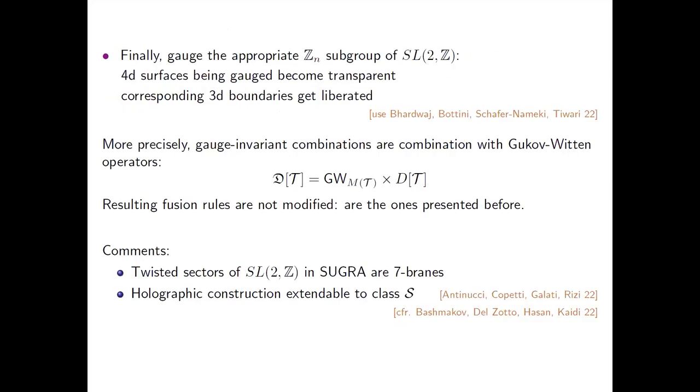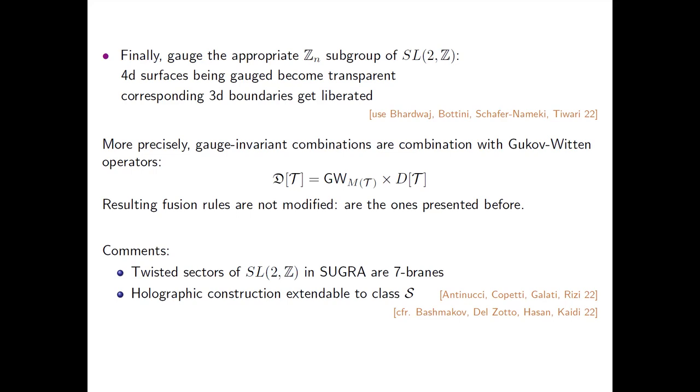Now, there is one last step that one should really do. One should gauge the appropriate subgroup of SL2Z. So far, I didn't do this gauging. But in fact, what happens when you do this gauging is precisely that the four-dimensional surfaces that you gauge become transparent. If you have a three-dimensional boundary, really it becomes a Gukov-Witten operator because now you have a monodromy for the gauge field. And so, strictly speaking, one should talk about this product of the boundary theory, this three-dimensional boundary theory that I described, and the Gukov-Witten operator.